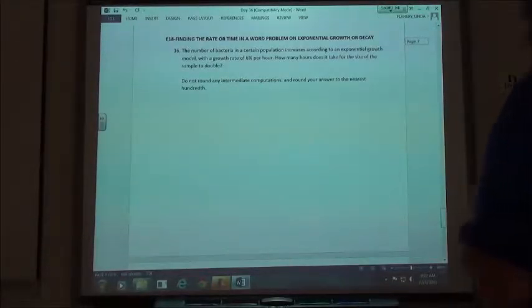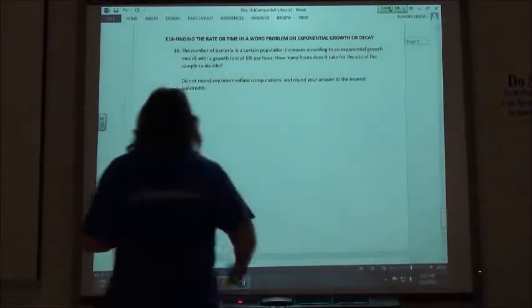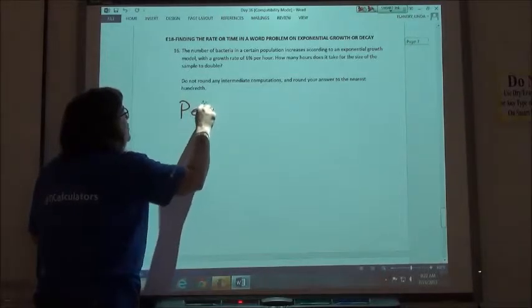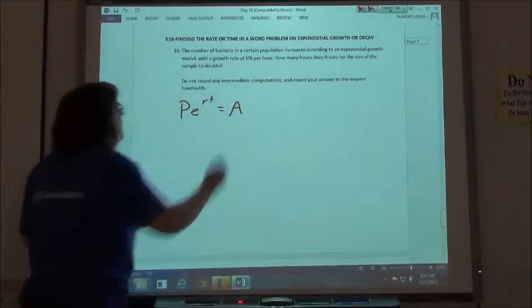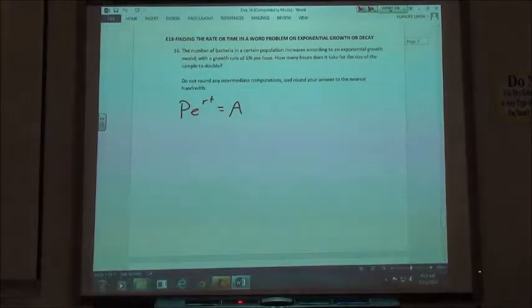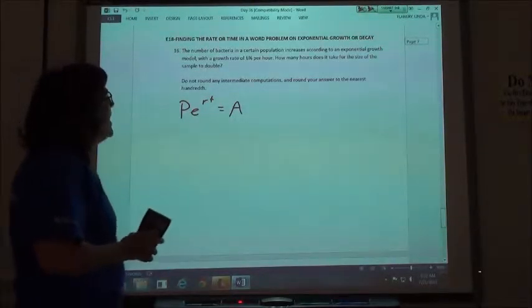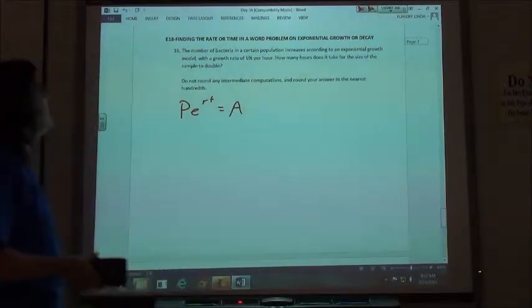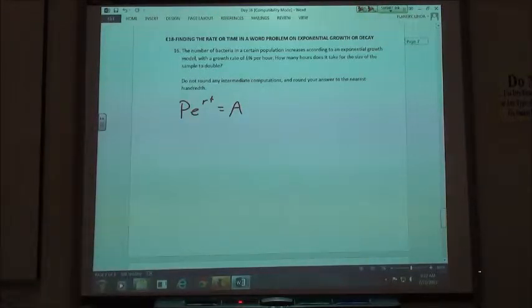All right, so we're still doing exponential growth or decay. So P e to the rt equals A. It says the number of bacteria in a certain population increases according to an exponential growth model with a growth rate of 6% per hour. How many hours does it take for the size of the sample population to double?